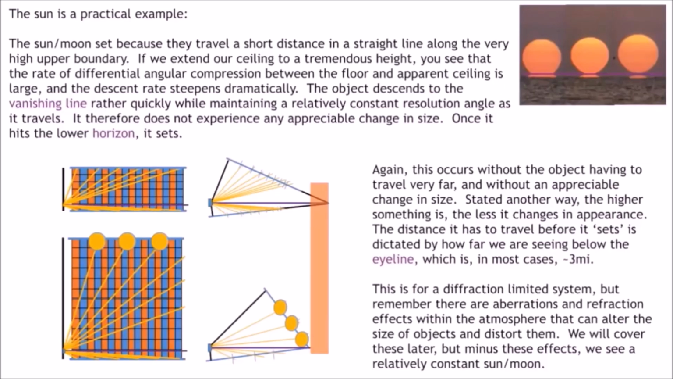The distance it has to travel before it sets is dictated by how far we are seeing below the eye line, which is in most cases about 3 miles. This is for a diffraction limited system, but remember there are aberrations and refraction effects within the atmosphere that can alter the size of objects and distort them. Both the sun and moon's angular size remain constant from one horizon, right overhead, and to the opposite horizon.